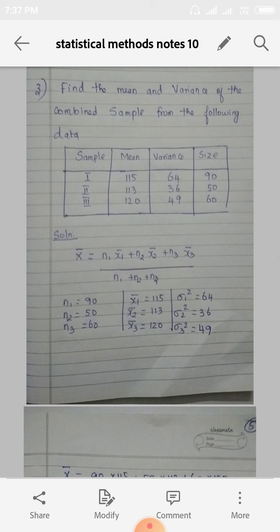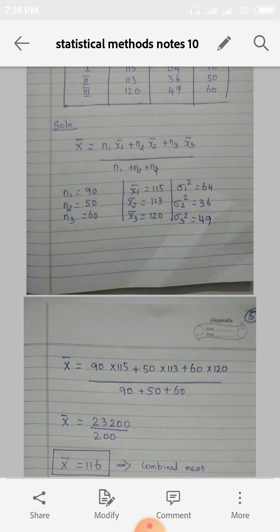First write n1, n2, n3, x1 bar, x2 bar, x3 bar, sigma 1 square. Variance is nothing but sigma 1 square. Standard deviation is the square root of variance. Sigma 1 square is equal to 64, which is the variance. So sigma 1 is the root of 64, which is 8. So sigma 1 square equals 64 is called the variance, and sigma 1 equals 8 is called the standard deviation.